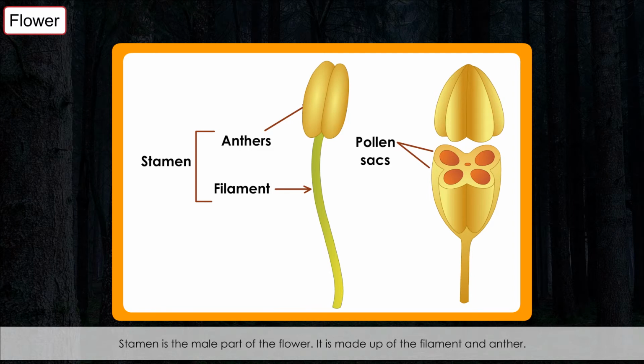Stamen is the male part of the flower. It is made up of the filament and anther. The number of stamens is usually the same as the number of petals.